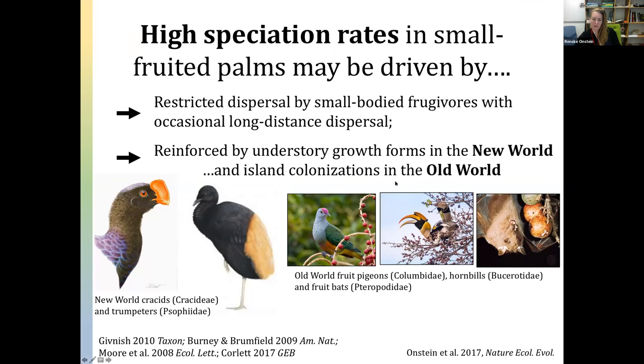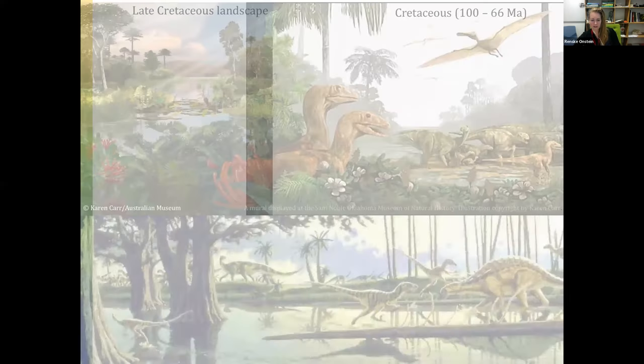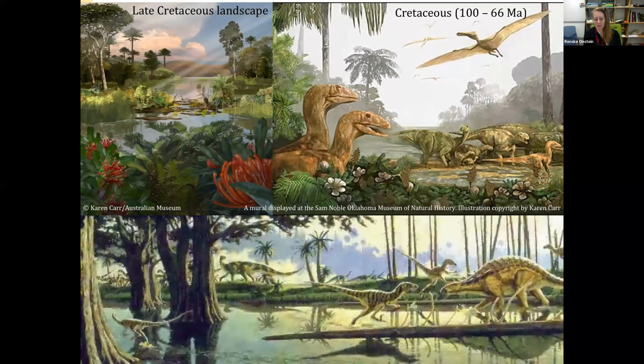So you may wonder, okay, this is all in the past, where there was a rich megafaunal community. Nowadays, we may be facing extinctions, especially of these large-bodied animals. And we have seen these extinctions already, right? The late Quaternary led to most extinctions of the megafauna. But the late Quaternary event is not the only defaunation event we have seen on Earth. The Cretaceous had a lot of large-bodied animals, dinosaurs. And of course, they went extinct about 66 million years ago.